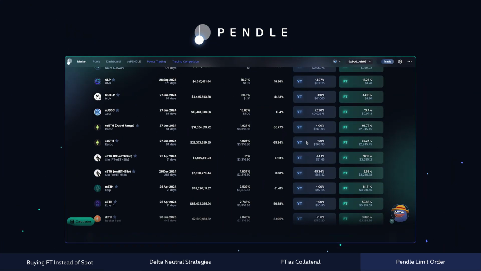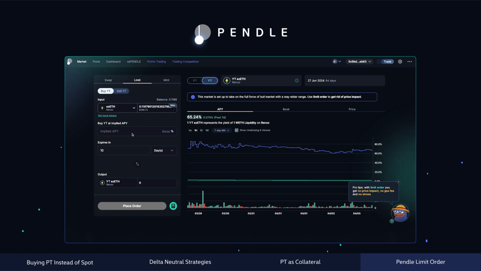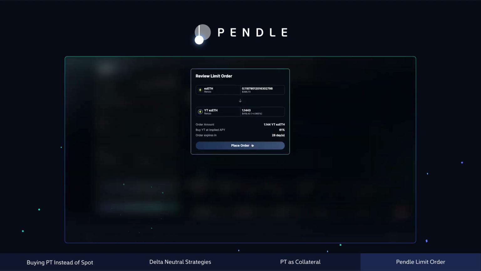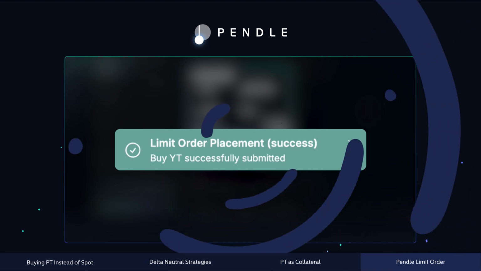To use limit order on Pendle, simply click on the Limit tab. Key in your input, your desired implied APY, and your limit expiry. Once you're satisfied with the output, just place your order. Congratulations! From now on, you will never miss a trade on Pendle.